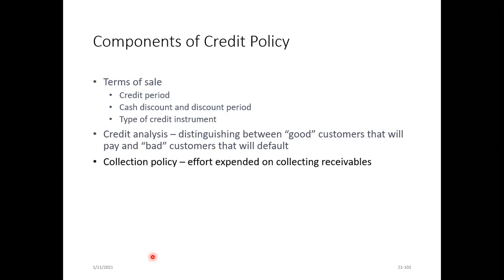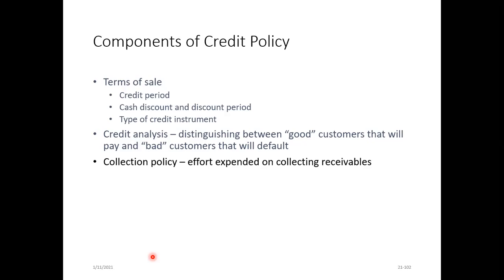Then credit analysis. Credit analysis is distinguishing between the good customers that will pay and bad customers that will default. So you have to identify who are the good customers and who are the bad customers. Good customers will pay money on time. The bad customers sometimes request for extending the credit period, or they fail to pay your credit.